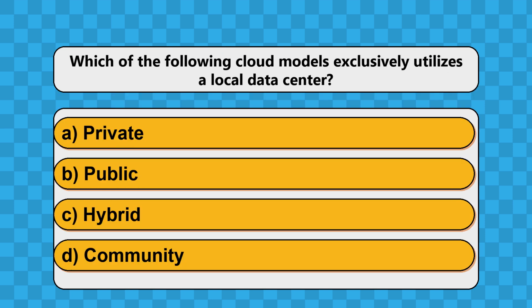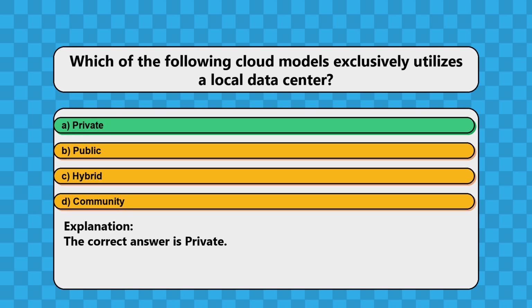Question 60. Which of the following cloud models exclusively utilizes a local data center? Option A, private. Option B, public. Option C, hybrid. Option D, community. The correct answer is option A, private.